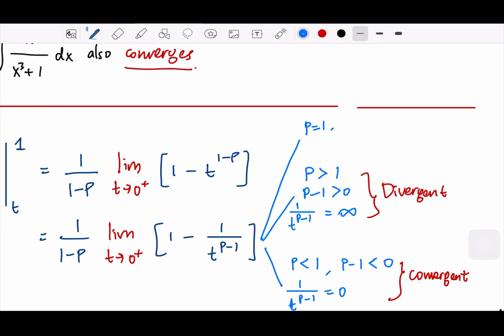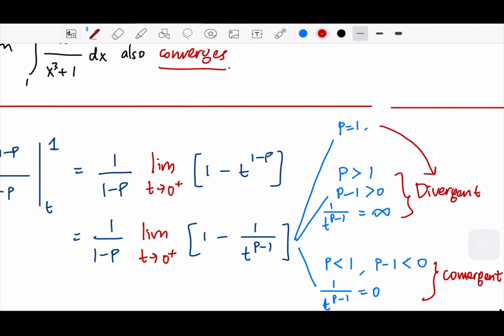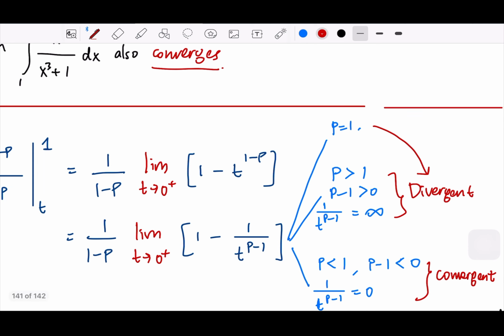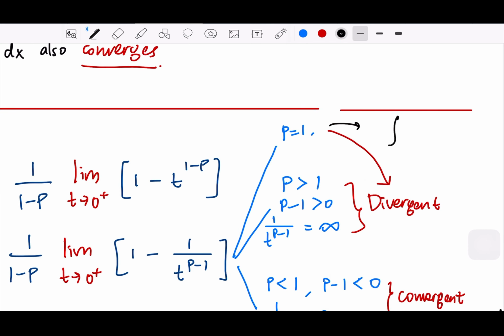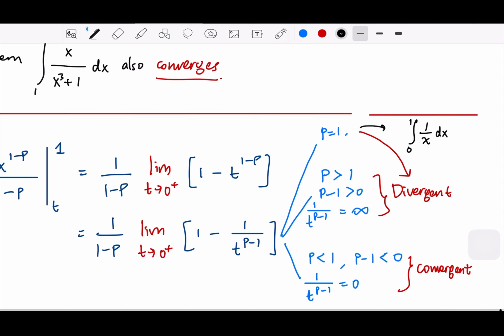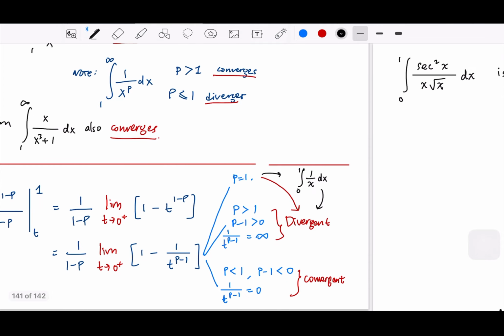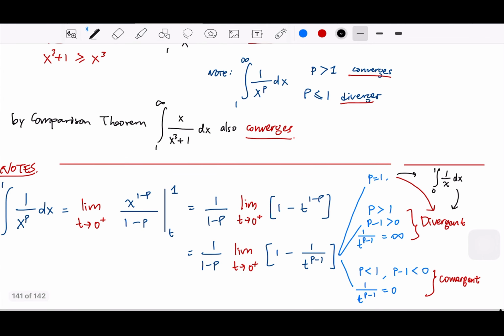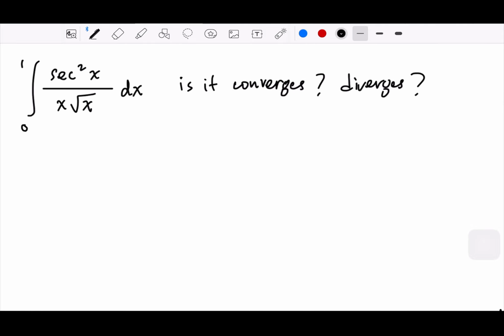The result is divergent, because we only need to see from here. Or you could check when p equal 1, you could also check the integration from 0 to 1, 1 over x dx. The result should be also divergent. Okay, now we have this.